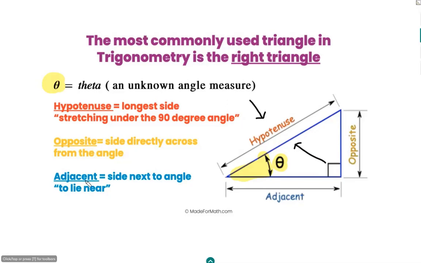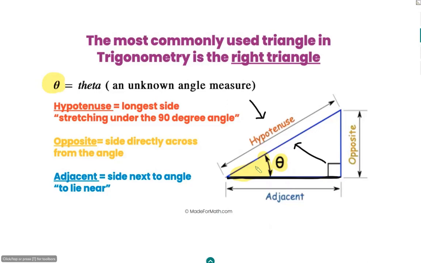Then we have, based on the angle that we're looking at, based on our unknown angle, theta, the opposite and the adjacent sides of the triangle. Those will change based on the theta that you're looking at. The opposite side is the side directly across from the angle. If someone is sitting across the room from you, they're sitting opposite of you. Adjacent is the side that shares an actual edge with your theta angle. If someone is sitting adjacent to you, they are sitting next to you. So the adjacent side is next to the theta angle, or the unknown angle.